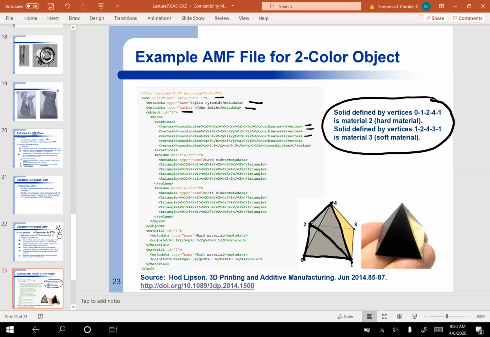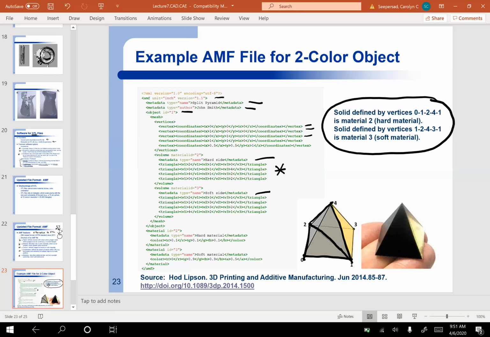Then what we've got is a volume. We've got two different materials we're going to define. One is a hard side, one is a soft side, right? And those are defined, the boundary of the hard side is represented by triangles. Triangle 210 is the bottom of the hard side. Triangle 014 is the front face of the hard side. Triangle 412 is sort of the back side of the hard side. Triangle 042 is the left side of the hard side, and that defines the hard side.